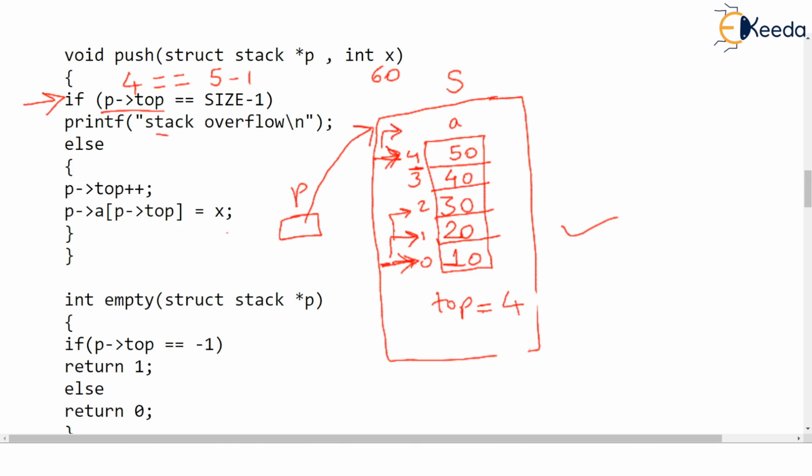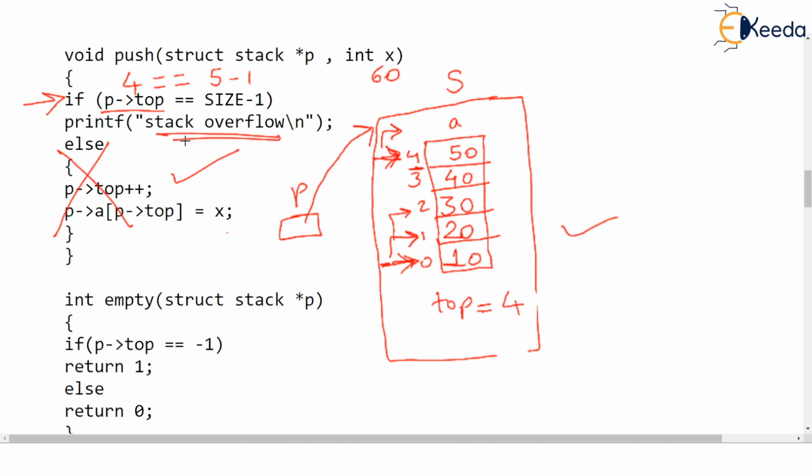So we will shout stack overflow, and we will not go to else, and we will not proceed by pushing any new value. Now, however many times you call this push function, it is always going to shout stack overflow, because top has reached 4 and it is equal to size minus 1. So this is how you push a value in the stack.